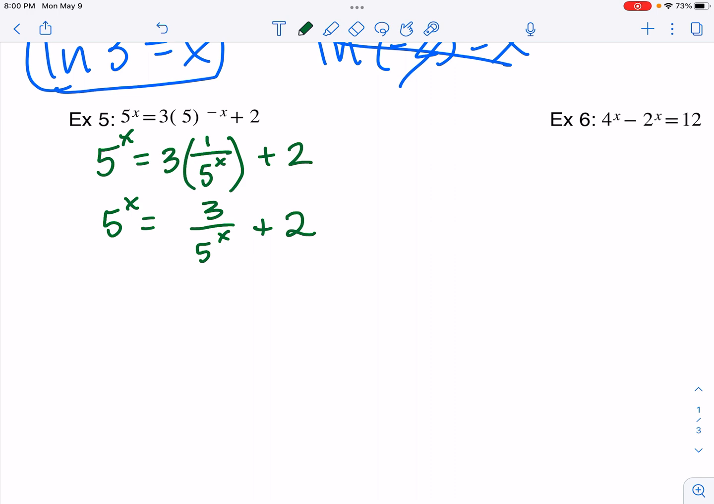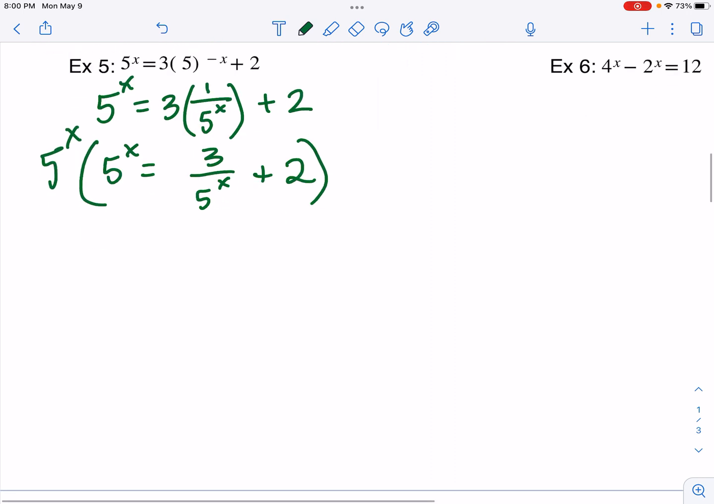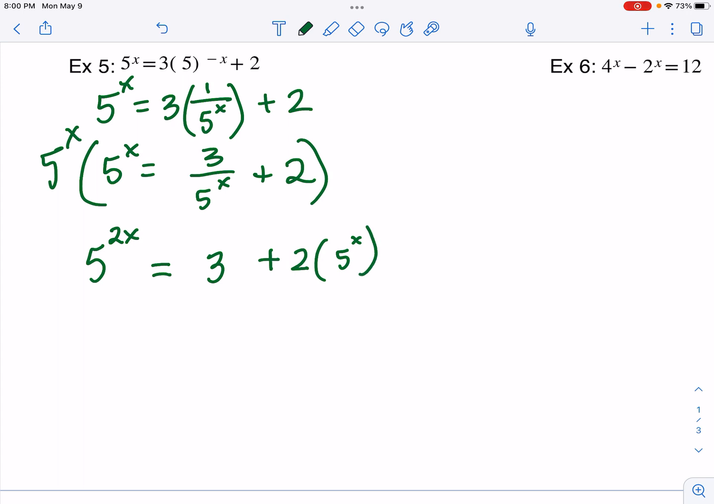We multiply by the denominator. Well, I can't just multiply this one term by the denominator and keep it an equivalent equation. So I'm going to multiply everything by that denominator of 5 to the x. 5 to the x times 5 to the x is 5 to the x squared, or 5 to the 2x, because my bases are the same, so I add my exponents, equals 3 plus 2 times 5 to the x.